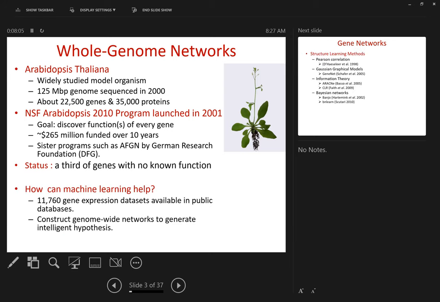So the question is, can machine learning help in some way? Can data mining and machine learning help in some way? So how do biologists study the function of a gene, right? How would you know, right? So we have a catalog of 22,500 genes.